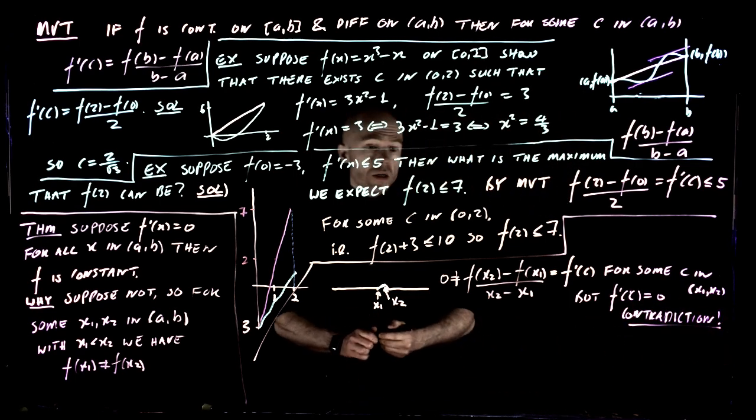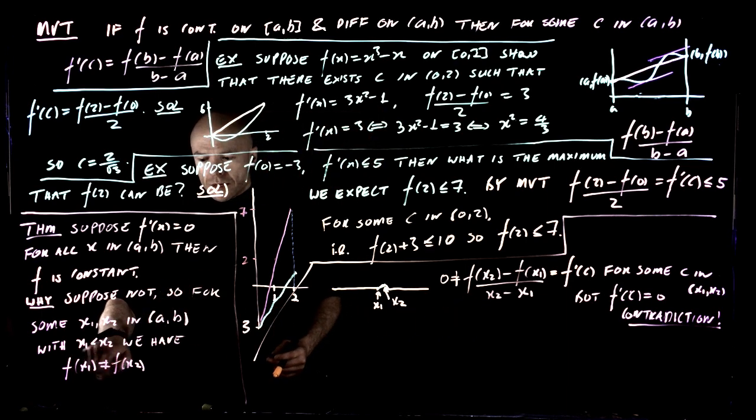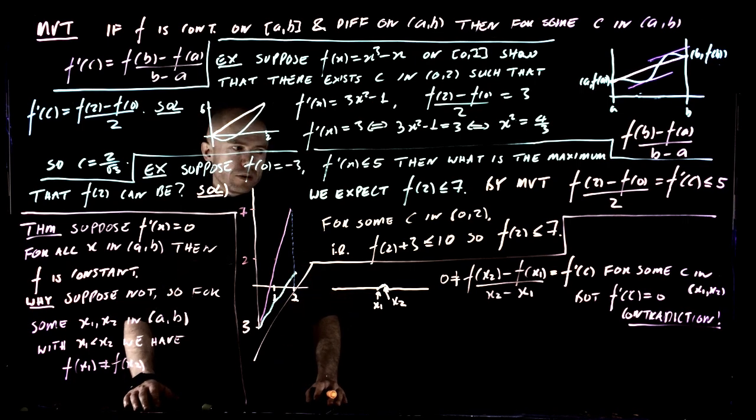Okay. So the initial assumption that we have 2 points for which f of x1 is not equal to f of x2 cannot be true. Just cannot be true. Okay.